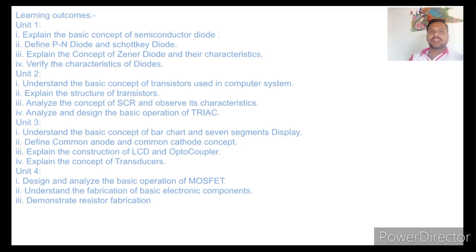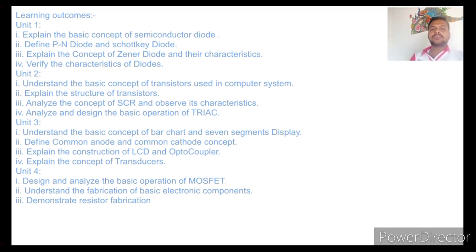Unit 2: you need to understand the basic concept of the transistor used in computer systems. Second, explain the structure of the transistor. Third, analyze the concept of SCR and observe its characteristics. Fourth, analyze the design and basic operation of the triac.